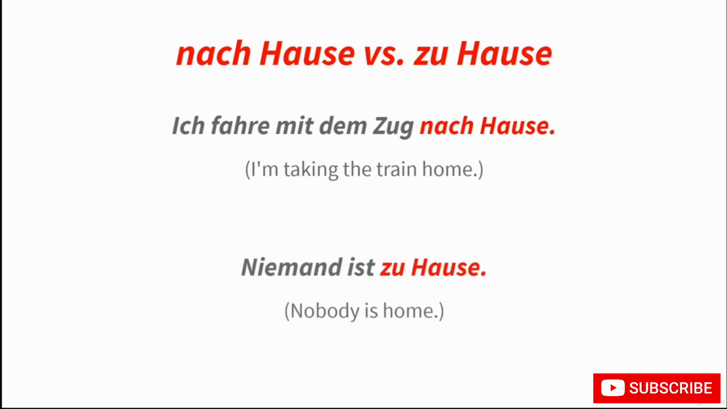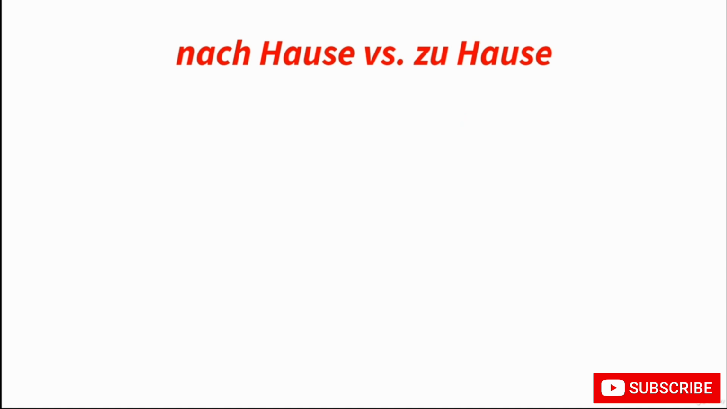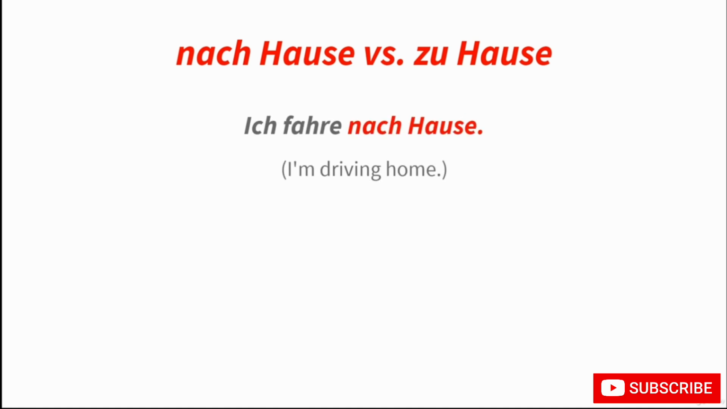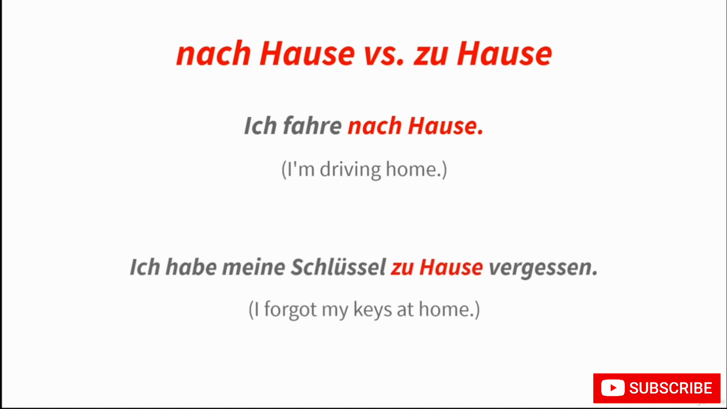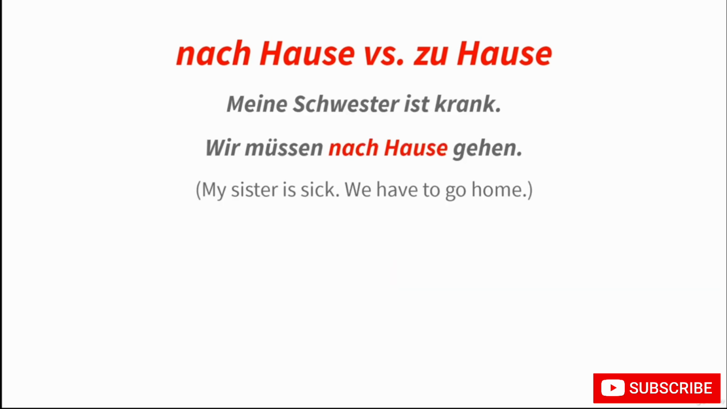Niemand ist zu Hause. Nobody is home. There is nobody at home. The other one, ich fahre nach Hause. I'm driving home. Ich habe meine Schlüssel zu Hause vergessen. I forgot my keys at home. Meine Schwester ist krank. Wir müssen nach Hause gehen. My sister is sick. We have to go home.